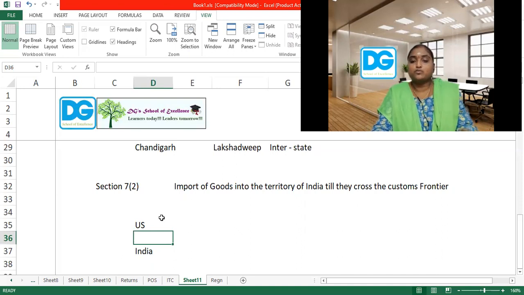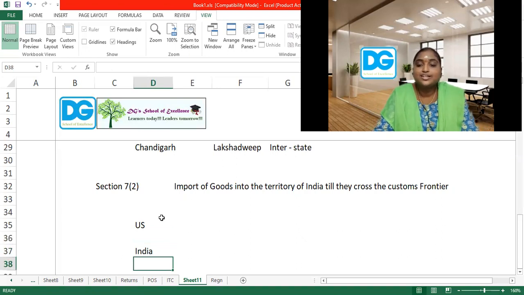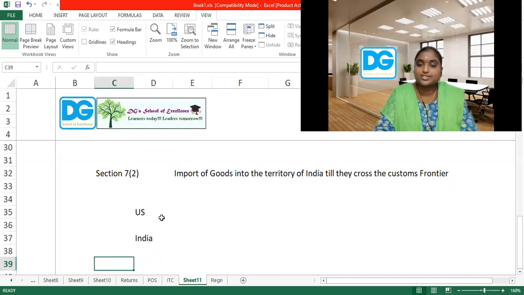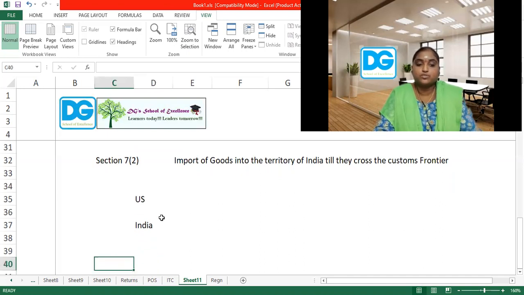So for any import of goods into the territory of India, till they cross the customs frontier, if you get an order during that high sea, it will be treated as interstate and not intrastate. So this is an interstate supply of goods.